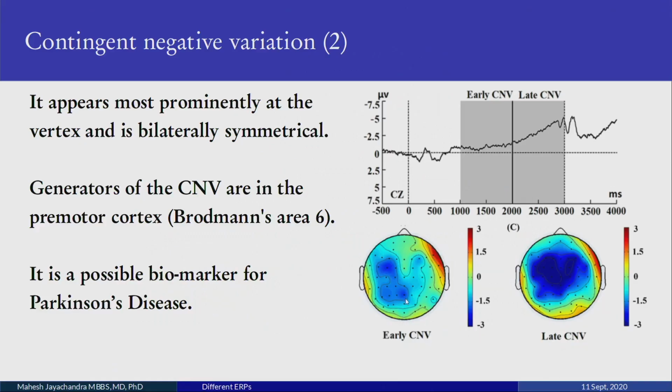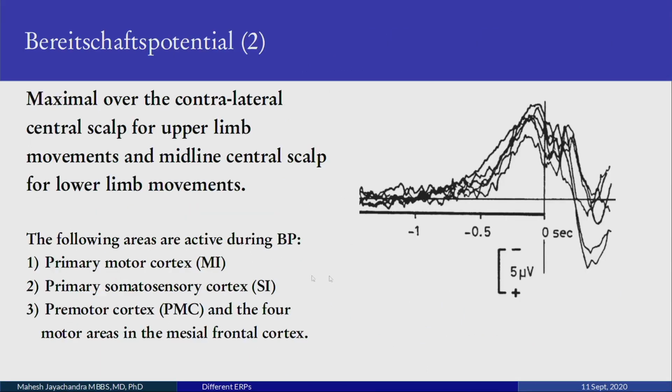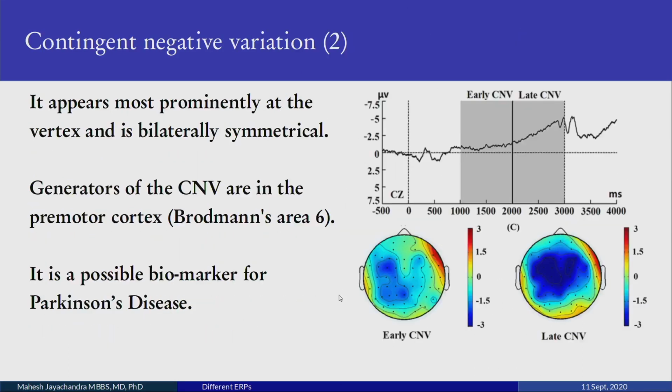And again, it can be divided into 2 parts, an early contingent negative variation and a late CNV. So the early CNV has a heat map distribution like so, and the late contingent negative variation has a heat map distribution like so. So the generators, as I mentioned, are in the premotor cortex, Brodmann's area 6, and also some of the areas which are activated during the Bereitschaft potential are also supposed to be involved in the generation of the CNV.